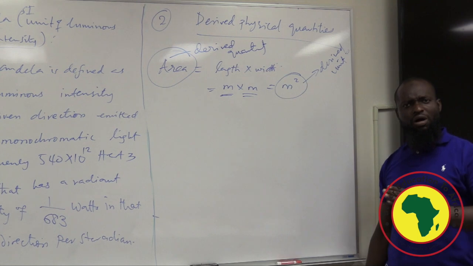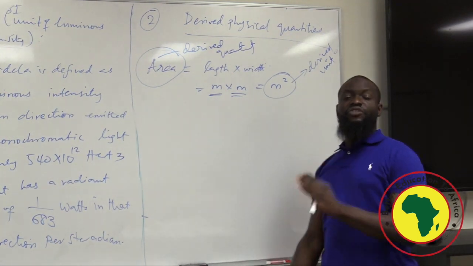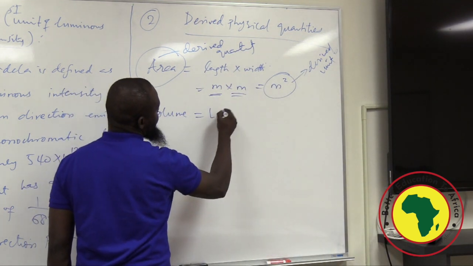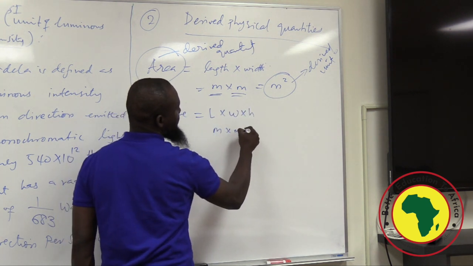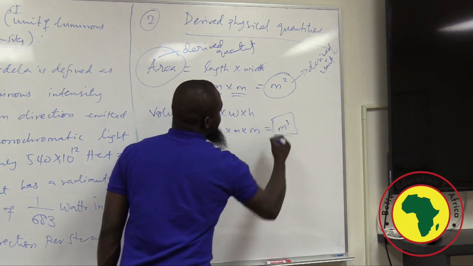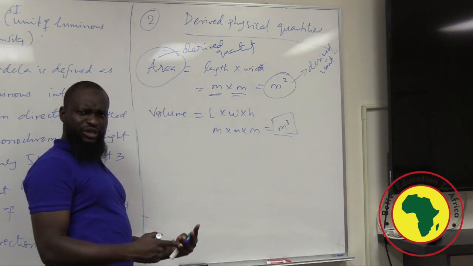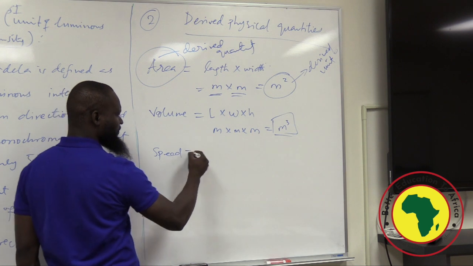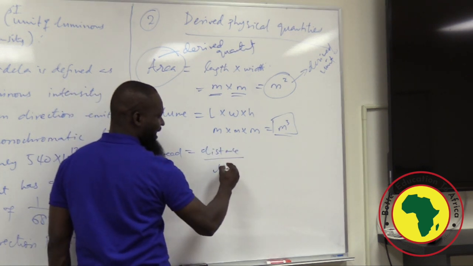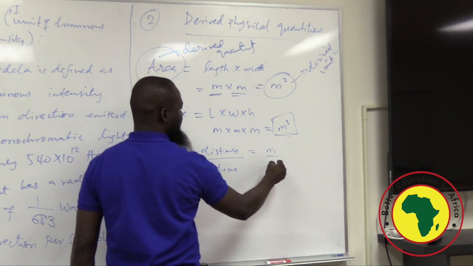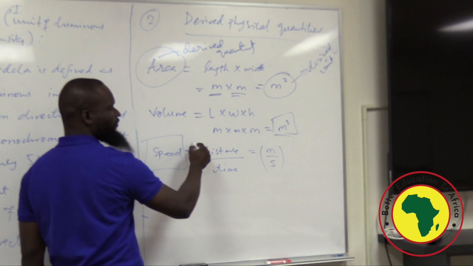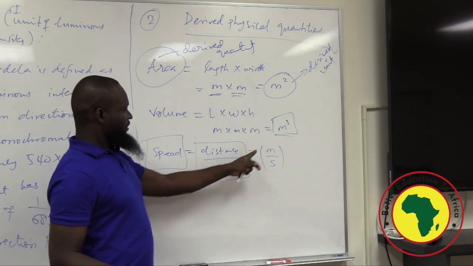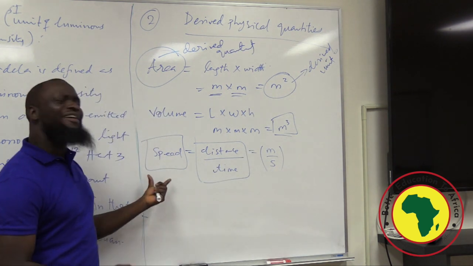So fundamental quantities or base quantities have fundamental units or base units. Derived quantities have derived units. Volume: length times width times height, meters times meters times meters. The unit of volume is meters cubed, a triple multiple of one. Now let's go to a combination of two. Speed is defined as distance over time, like length over time, so it is meters over second. This is a derived quantity because it's a combination of two fundamental quantities, length and time. So speed, meters over second, is the derived unit.